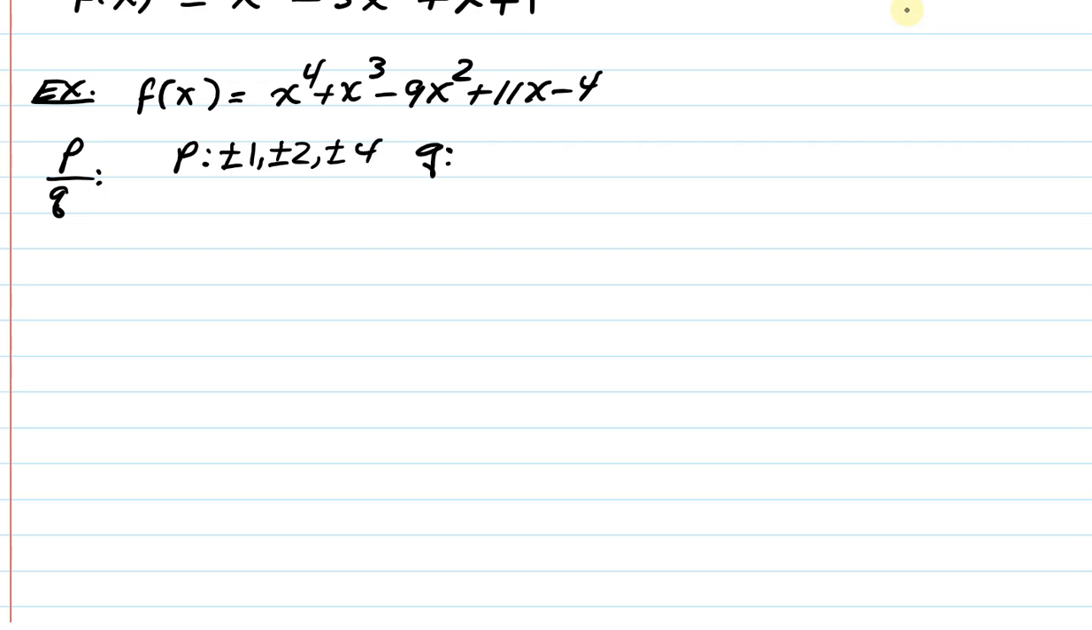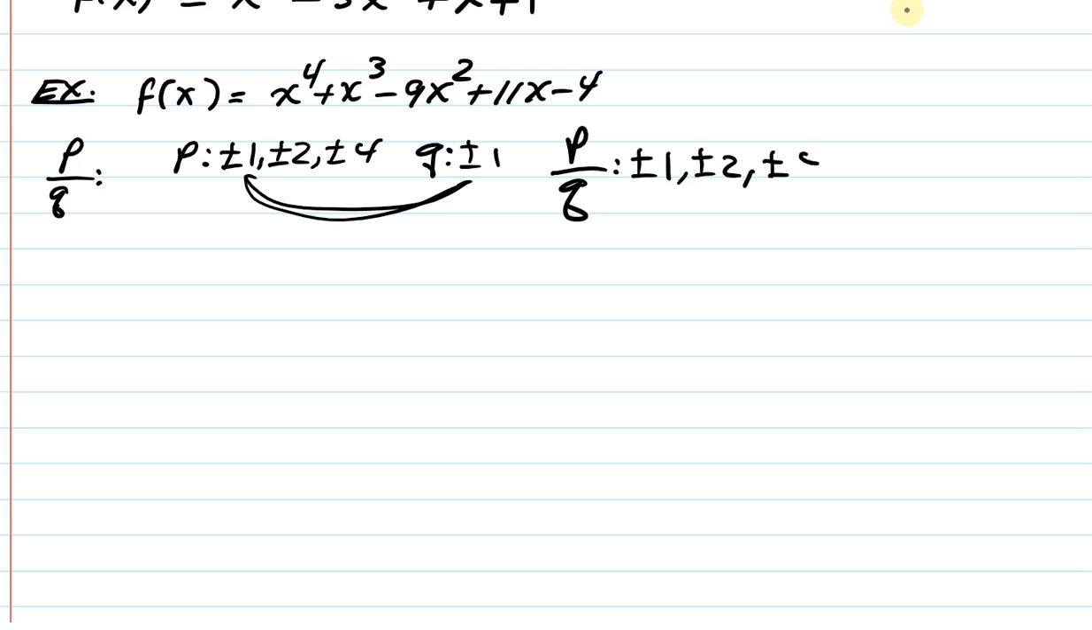And the factors of q are plus or minus 1, since the coefficient in front of x to the 4th is 1. Therefore, p over q, because you're going to divide everything by 1, you just get all factors of p: plus minus 1, plus minus 2, plus minus 4. All right, and we have that.